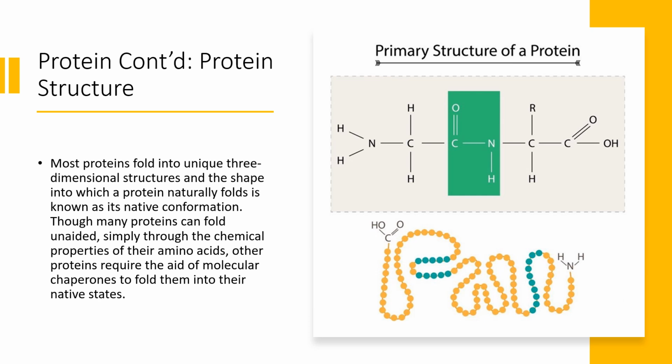Let's now look at protein structure. Most proteins fold into unique three-dimensional structures, and the shape into which a protein naturally folds is known as its native conformation. Though many proteins can fold unaided, simply through the chemical properties of their amino acids, other proteins require the aid of molecular chaperones to fold them into their native states.